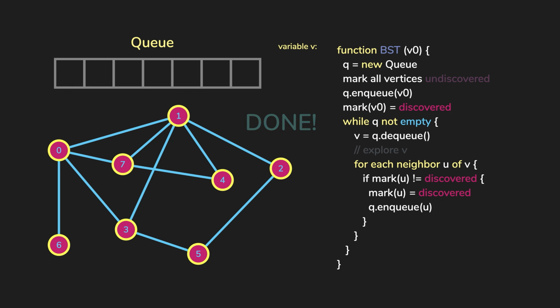So that's BFS for you, and as you can see, because of the property of the queue, which is first in, first out, we're able to explore the graph in a way that explores your surroundings first before going deep.